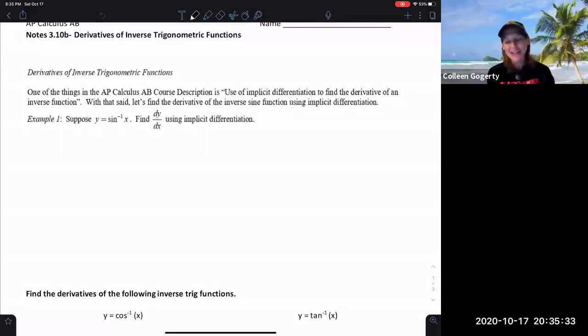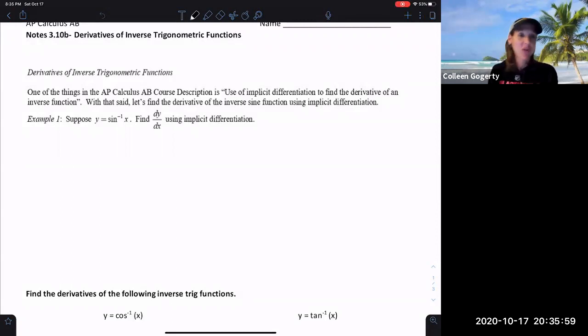I'm Miss Gogerty, and in this video we're going to continue our lovely conversation about derivatives of inverse functions. Specifically, we are going to add on the derivatives of inverse trig functions. It's going to look a little different from our last video, in that in the beginning here, we are going to derive the derivatives that we need to know.